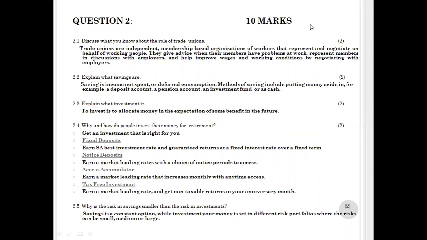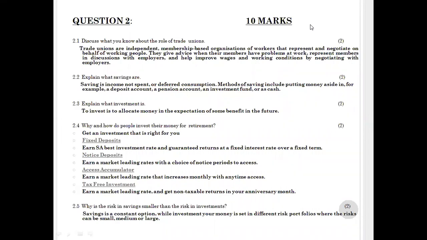Okay, we'll stick now again on the slide, but let me just finish 2.5. Why is the risk in savings smaller than the risk in investments? For 2 marks: savings is a constant option, while with investment, your money is set in different risk portfolios, where the risk can be small, medium, or large.